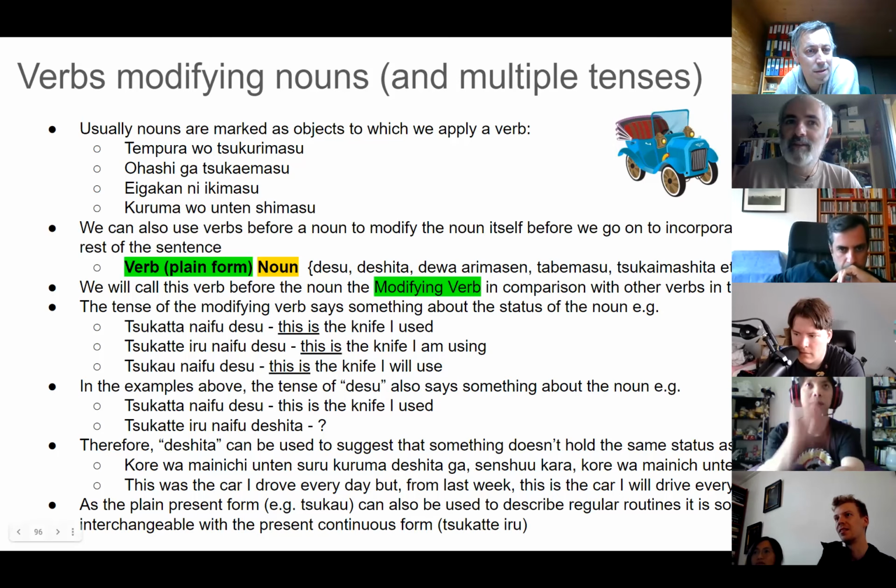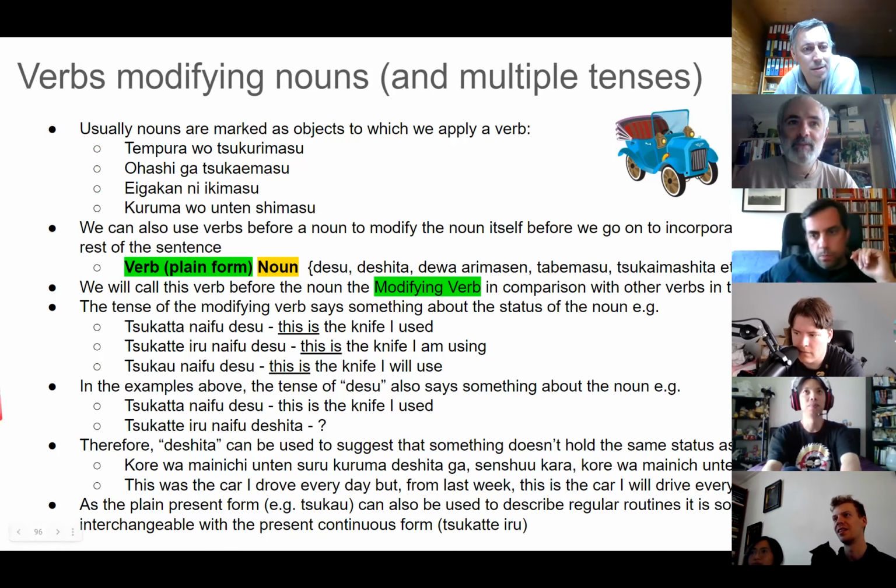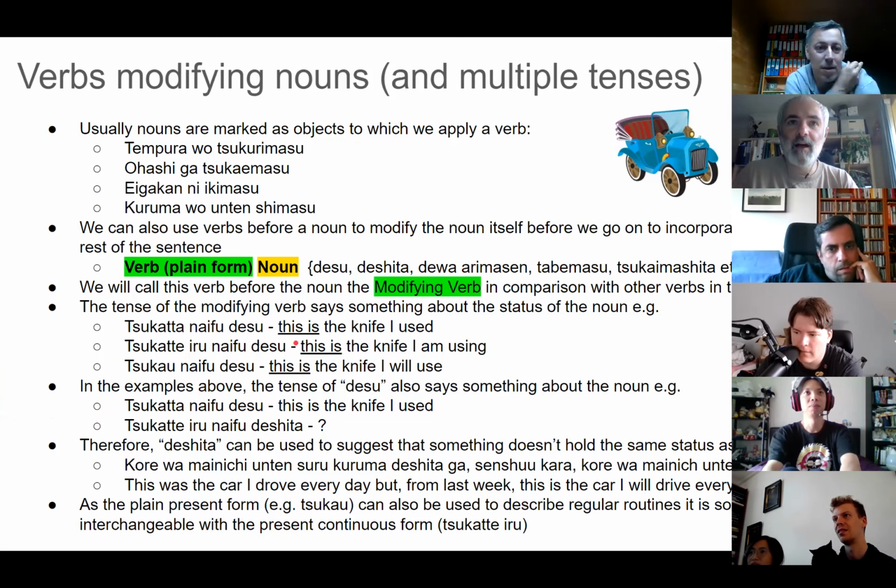Sorry, I didn't understand what you said. What's the difference between this one here and this one here? The first one from both of these? There's no difference between this one and this one. They both say this is the knife I used. Okay. Yeah.